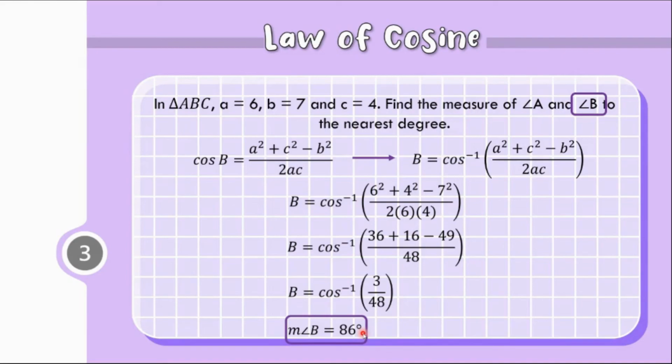So that's it for the law of cosine. Remember that the law of cosine is used when the given triangle is an oblique triangle and the lengths of two sides are given as well as the measure of the included angle, or if the lengths of the three sides are given. That's it for our tutorial.